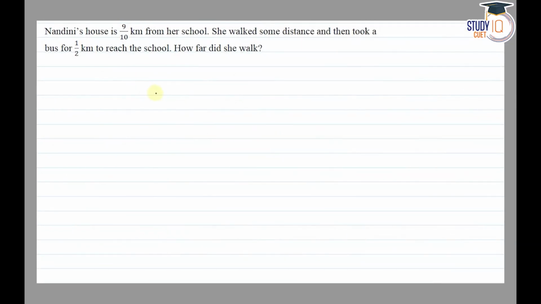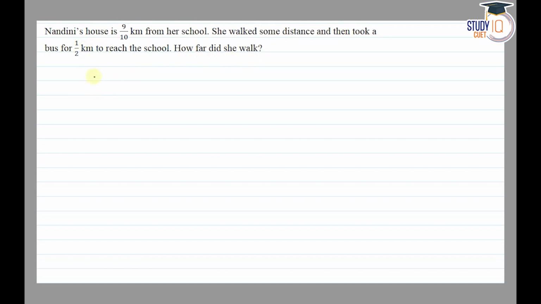Hello everyone, this question appears in the class 6th NCERT chapter of fractions. This is the 7th question of exercise 7.6. The question says that Nandini's house is 9 by 10 km from her school. She walked some distance and then took a bus for half kilometer to reach the school. How far did she walk?